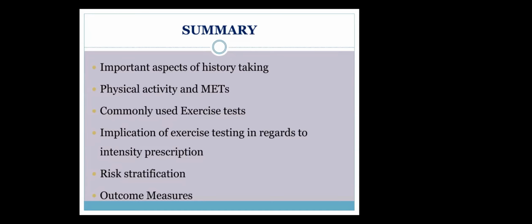We then saw some commonly used exercise stress tests. The most common submaximal field test is the 6-minute walk test, and the maximal stress tests are the Bruce protocol and the modified Bruce protocol. Then we spoke about some of the components from exercise testing that can be used for apt intensity prescription. Then we saw the process of risk stratification, ACSM as well as AACVPR risk stratification.